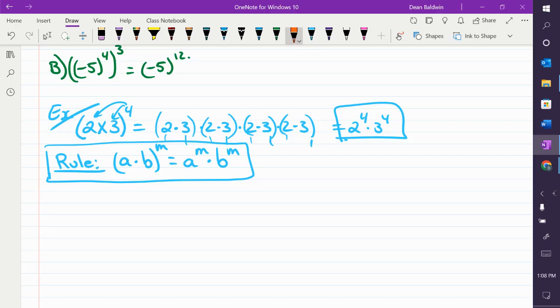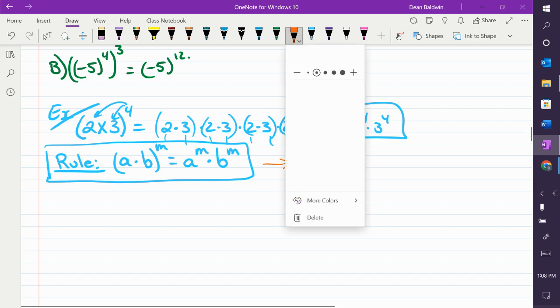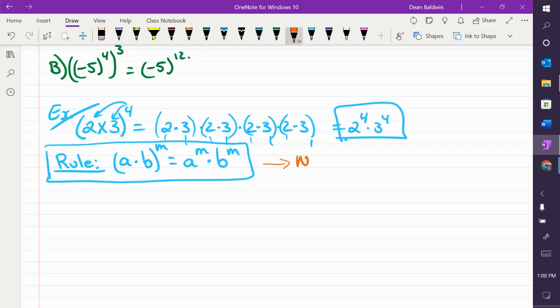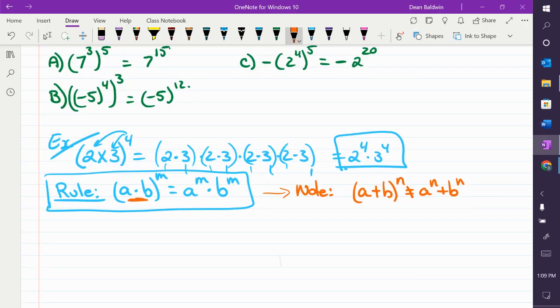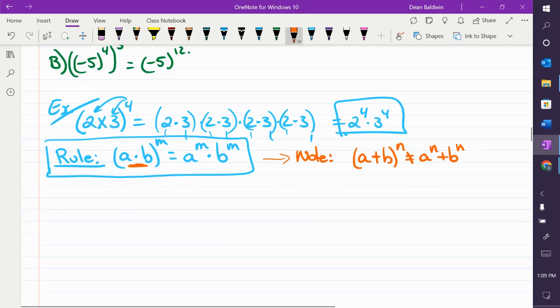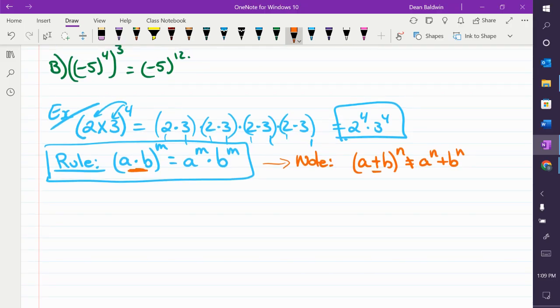Now, I just want to show something. You should make a note of this or just remember it. A plus b to the power of n does not equal a to the n plus b to the n. These rules are only when you're multiplying. It is not when you're adding or subtracting, plus or minus.